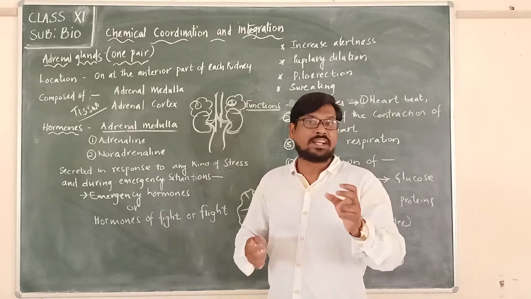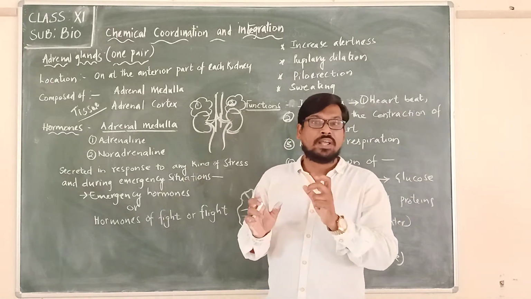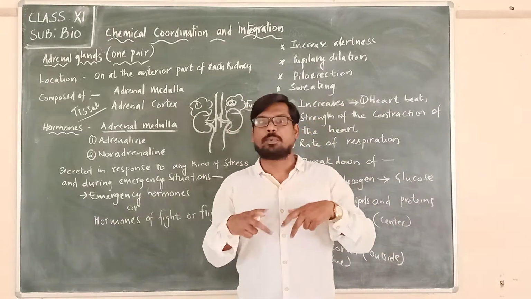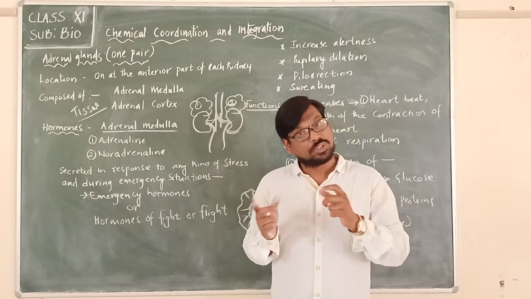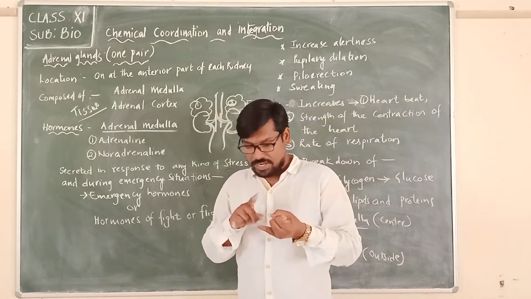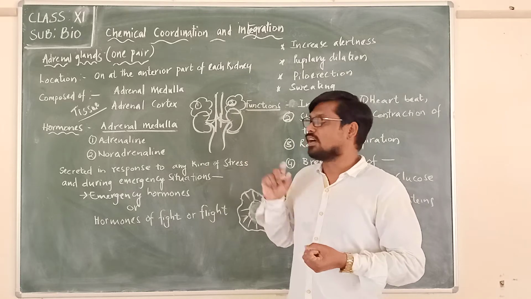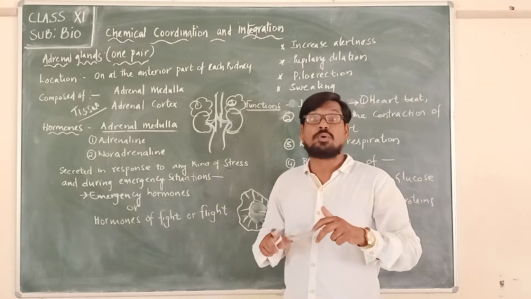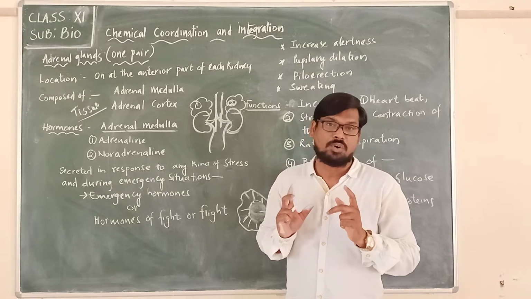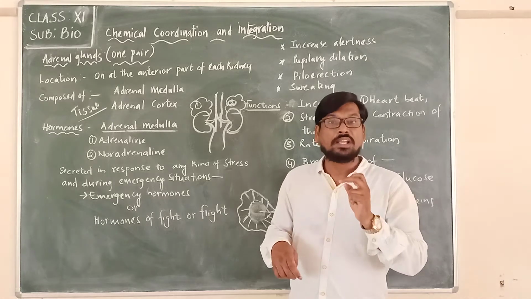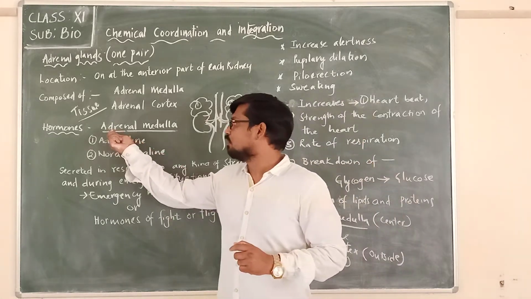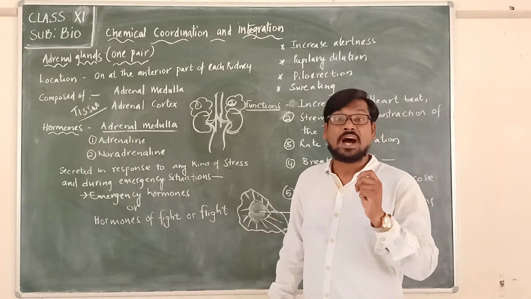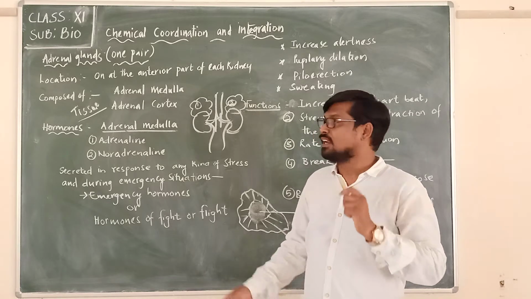As we highlighted, it is made up of two tissues, and both tissues are involved in producing different hormones: adrenal medulla and adrenal cortex. Now first we will see the hormones that are produced from the adrenal medulla.